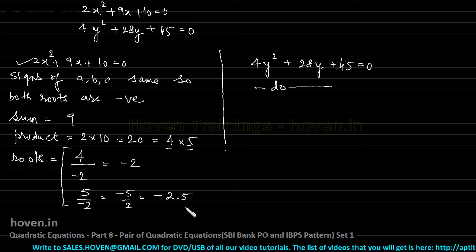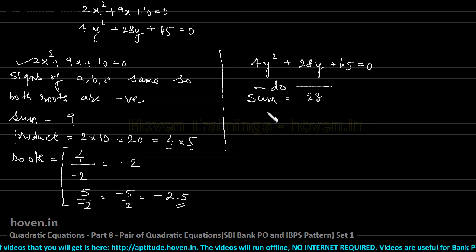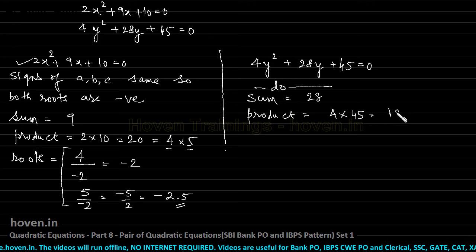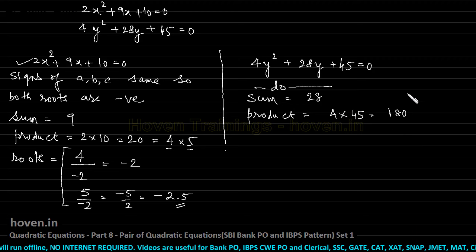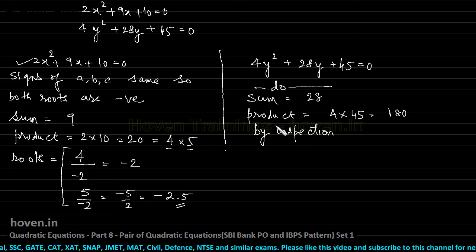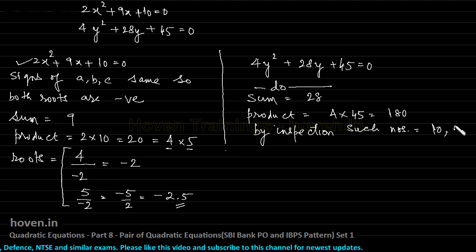Why I have converted into decimal? Because decimal numbers will be easier to compare as compared to rational numbers. So wherever possible, I am converting them into decimal numbers. Now about this one. We have to find two numbers whose sum is 28 and whose product is 4 multiplied by 45, that is equal to 180. If you are finding this a bit difficult, then go through the previous videos. There I have explained this threadbare. This method I have explained fully. Now, by inspection, such numbers are what? 10 and 18. 10 multiplied by 18 will be 180 and 10 plus 18 will be 28.